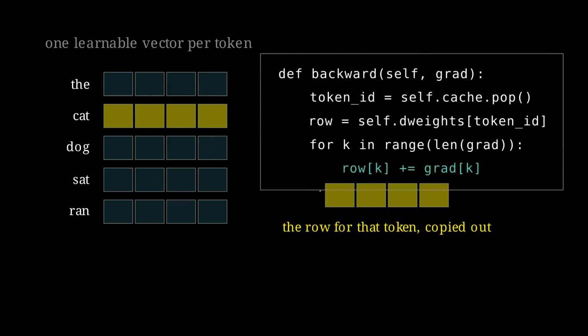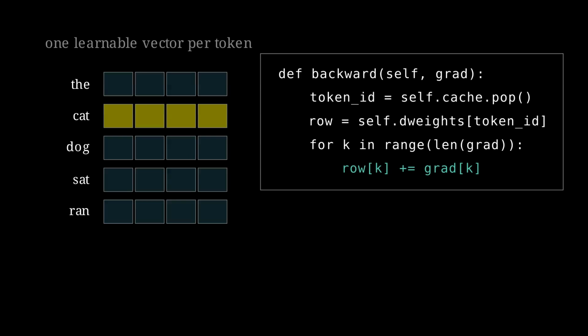Backward is just as clean, and it is where the learning lives. When the gradient comes back for a token's vector, we pop that token's id off the cache, and we add the gradient into that one row of the table and no other. Look at the code. Pop the id, take that row of the gradient accumulator, and add the incoming gradient in, element by element. Every other row is left exactly as it was. The rows that were used get nudged. The rows that were not stay still. Over a whole corpus, each token's vector is shaped only by the times that token actually appeared.